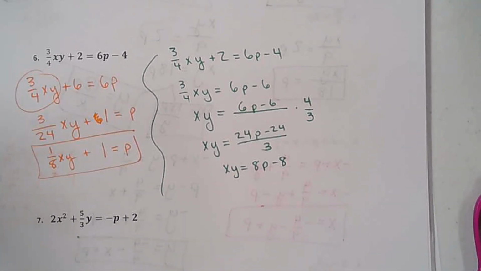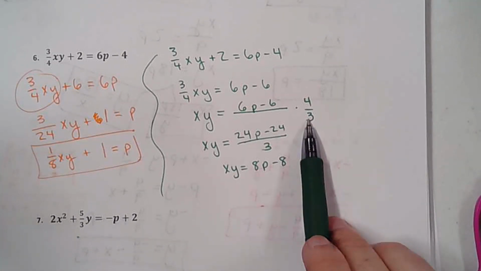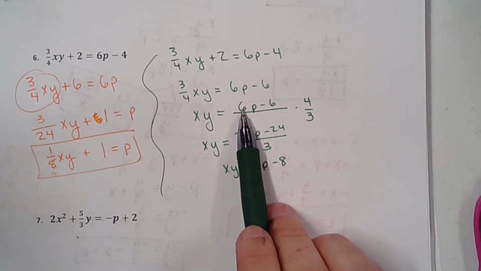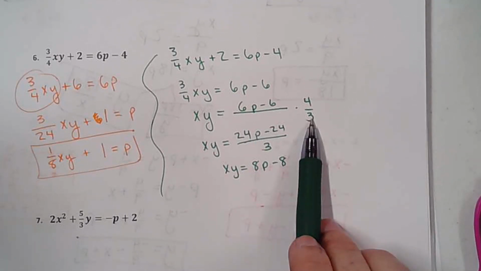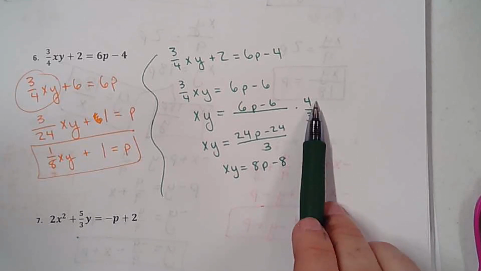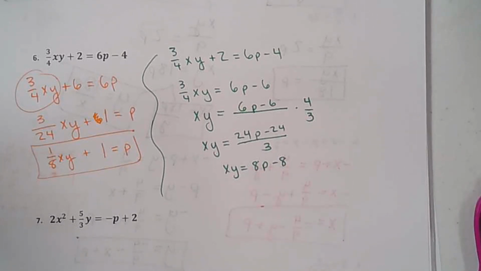Now, you could have figured this out a lot easier if you had divided everything by 3 first, right? 6p minus 6 divided by 3, that's going to be 2p minus 2 times by 4, 8p minus 8. Okay? Division sometimes is the better thing to do first. Can save you a lot of work. Makes the numbers smaller, and we like small numbers.